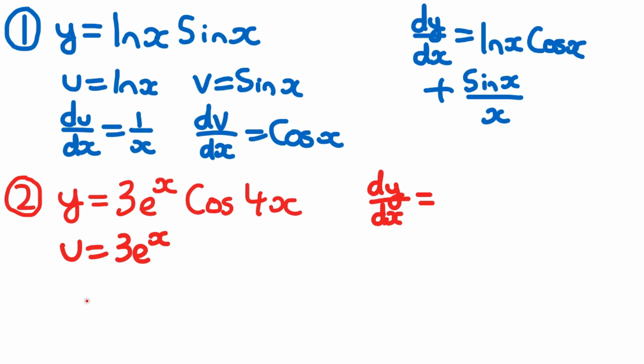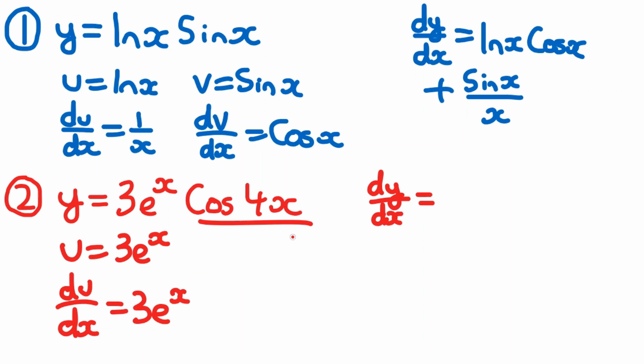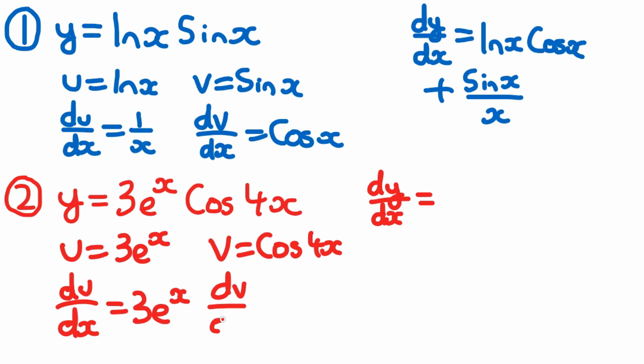So I do it this way, and then du over dx is equal to, so when you differentiate something that has a coefficient in front of it, this coefficient just comes down, so it's going to be 3 multiplied by, and then when you differentiate e to the power of x it's still going to be e to the power of x, so therefore du over dx is going to be 3e to the power of x. There's no change. And then we say that v is equal to the cos of 4x.